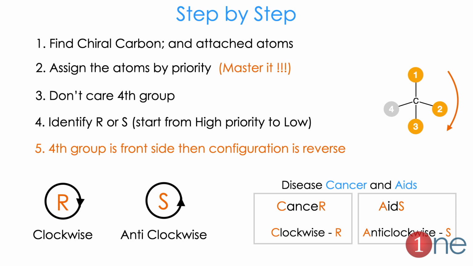Then AIDS. Both are diseases. AIDS starts with A, which is anti-clockwise, and the configuration is S. This is a little bit rude but easy to memorize. Both are diseases, Cancer and AIDS. So this is easy and more efficient too. You won't forget it, okay?